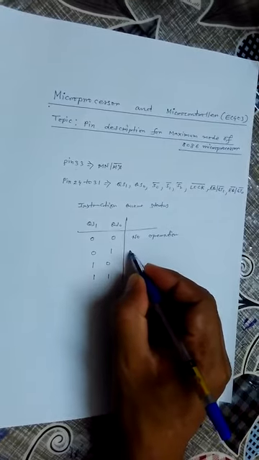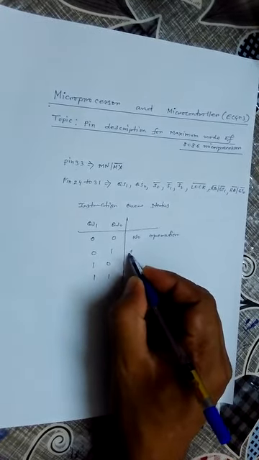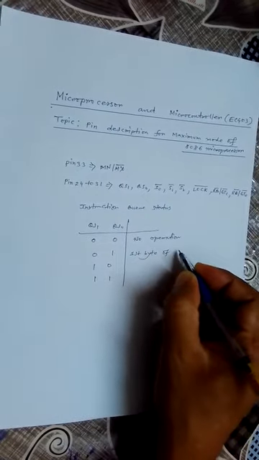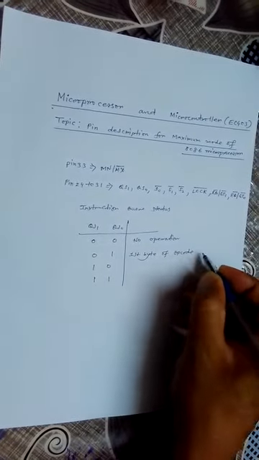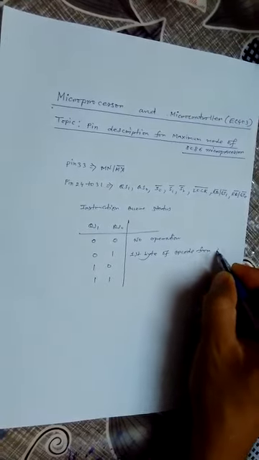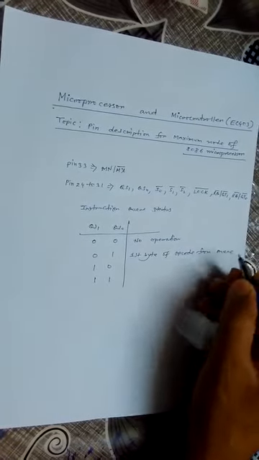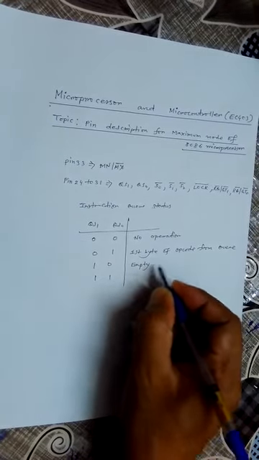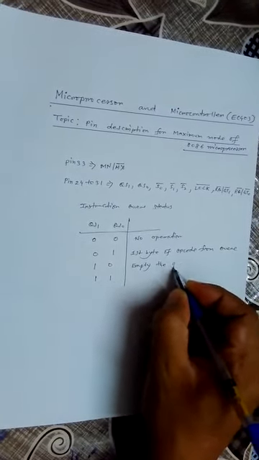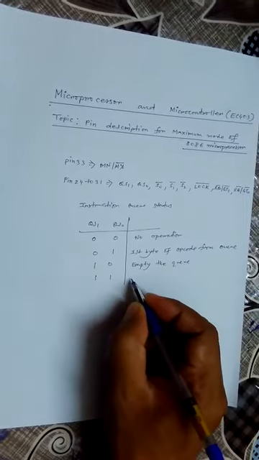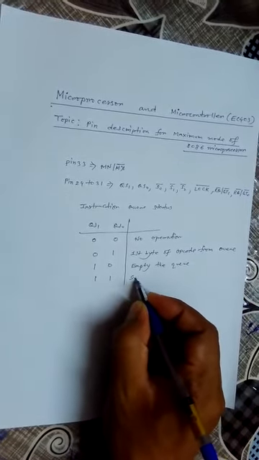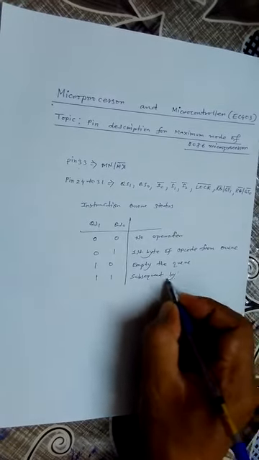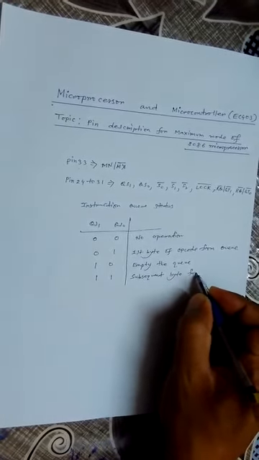and 0-1 is the first byte of opcode from queue. 1-0 is empty the queue, as well as 1-1 for subsequent byte from queue.